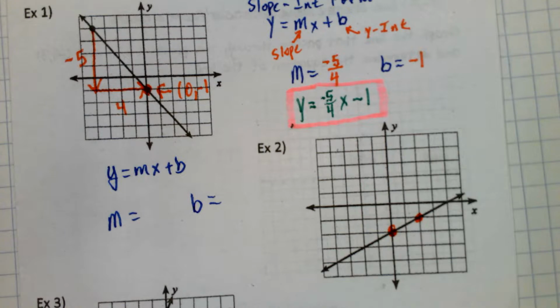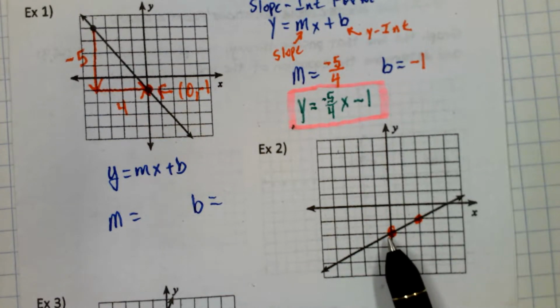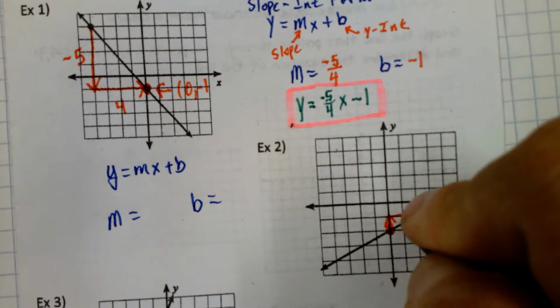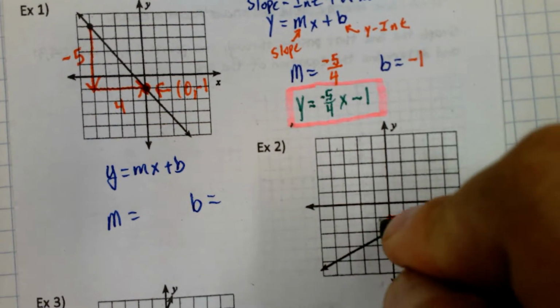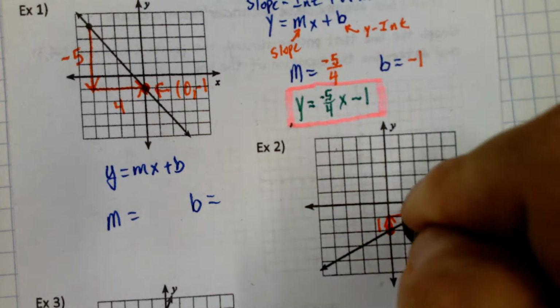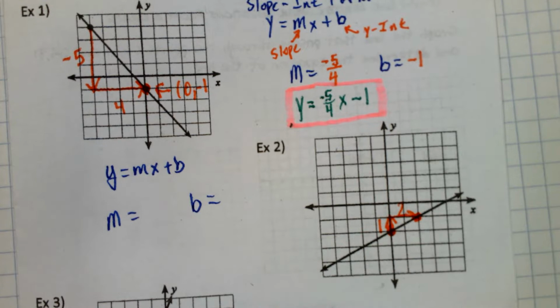Okay. Is this increasing or decreasing? So we know the slope is positive. So let's start at this point here. We're going to go up and across. Up and across. We went up 1. Since we went up, that's positive 1. We went across 2. So since we went to the right, that's positive 2.